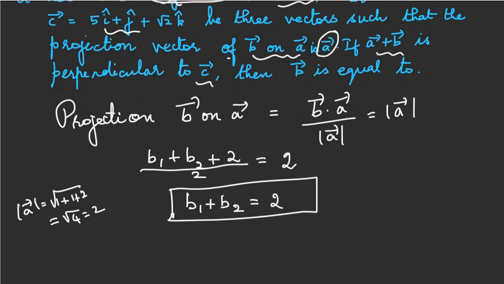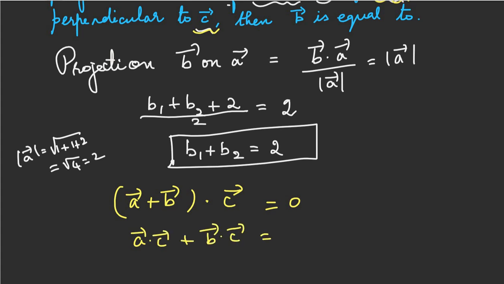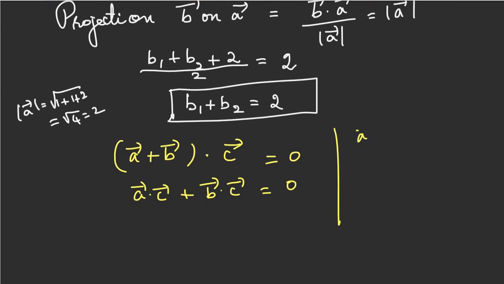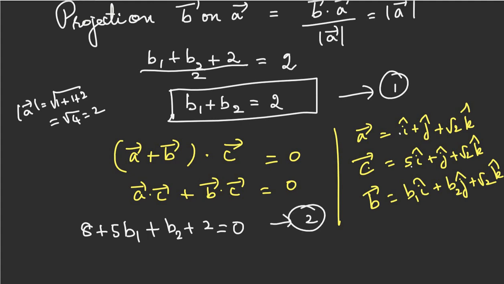Next equation: from the question, A plus B is perpendicular to C. So A vector plus B vector dot C vector is equal to 0, since A plus B is perpendicular to C. So that is A dot C plus B dot C is equal to 0. So taking the dot product of A vector and C vector, we get 8 plus 5B1 plus B2 plus 2 is equal to 0. So this is equation number 2.